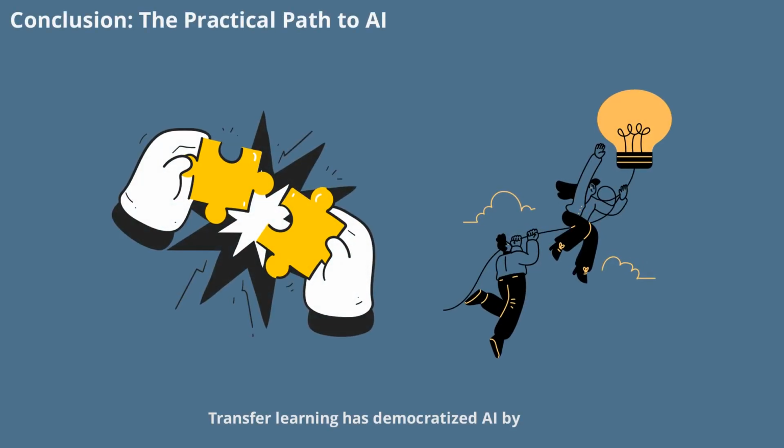Transfer learning has democratized AI by making state-of-the-art performance accessible to everyone. Instead of needing massive datasets and computational resources, developers can now build powerful models by building on existing knowledge. As AI continues to evolve, transfer learning will remain a cornerstone technique, enabling faster innovation, reduced costs, and broader accessibility.